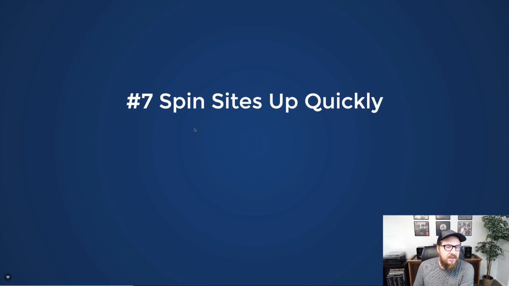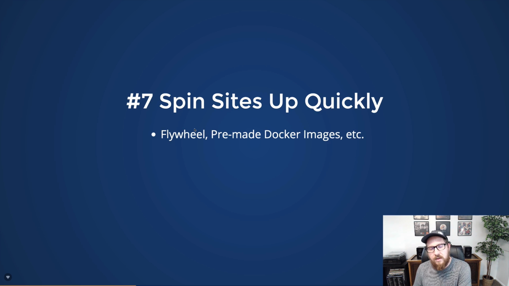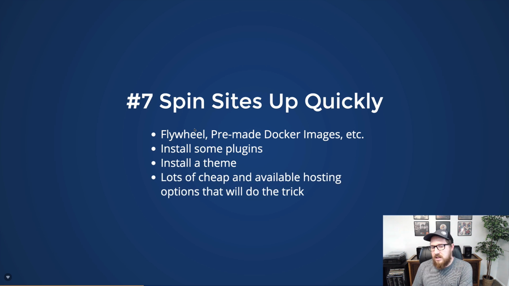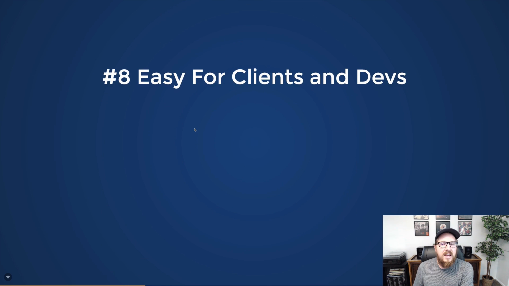You can spin up sites super quickly with vanilla WordPress. You can spin something up with something like Flywheel or pre-made Docker images. And then you install some plugins, you install a theme if that's what you want to do, and then you throw it up on some cheap hosting. You have a WordPress site. Awesome. That's really great. It's very fast.